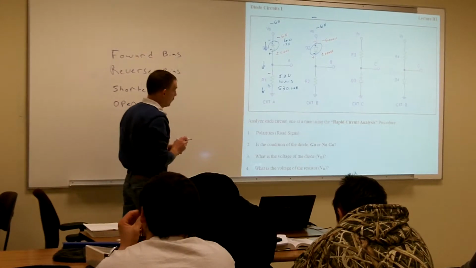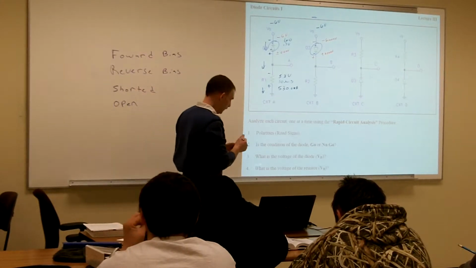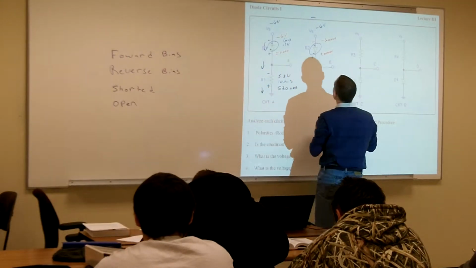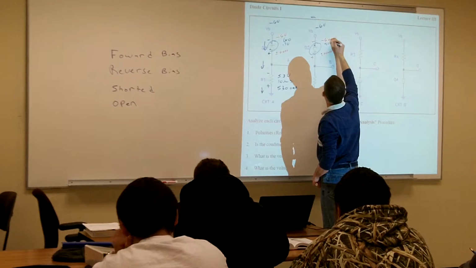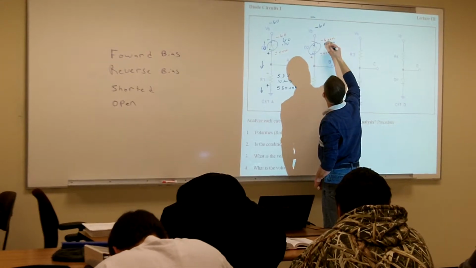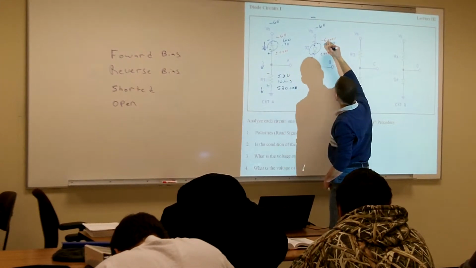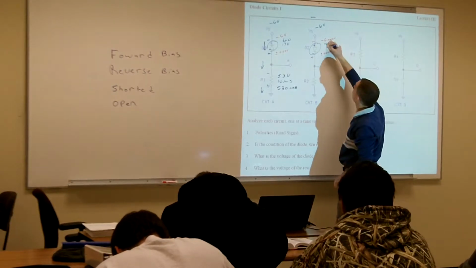And then the diode's going to act like a what? Open, and it's going to do what? Drop the source voltage. So it's going to be considered a no-go, and it's going to drop the source voltage. And my source voltage is what? 6 volts.